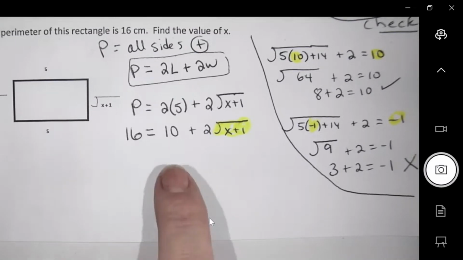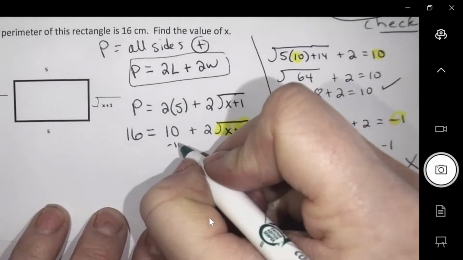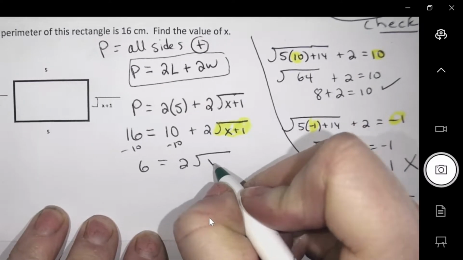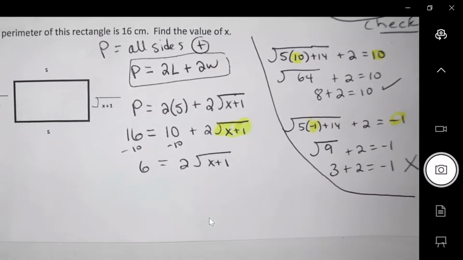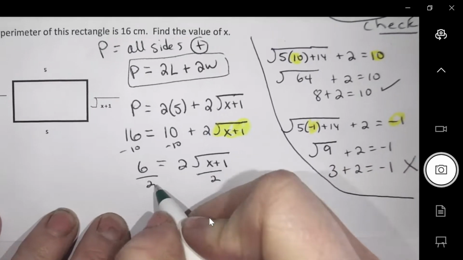What should I get rid of first, the 10 or the 2? 10. Minus 10 first. Okay, then algebra. Divide by 2.